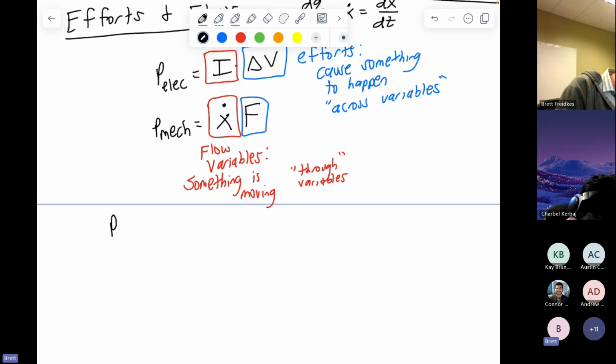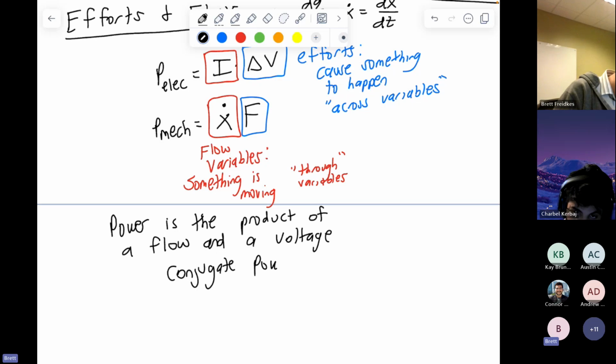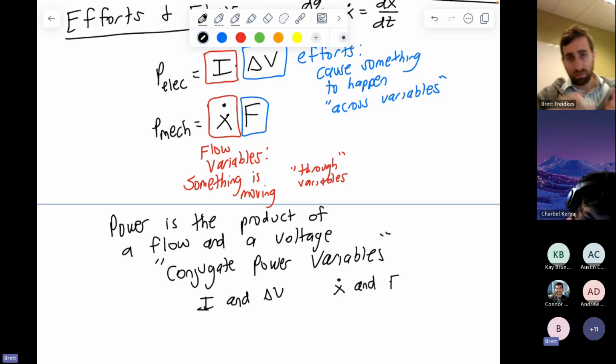So what we see is that power is the product of a flow and a voltage. This is what we call conjugate power variables. This is like I and delta V. They're paired together. They're conjugate power variables. X dot and F. They're paired together. They create power when multiplied.